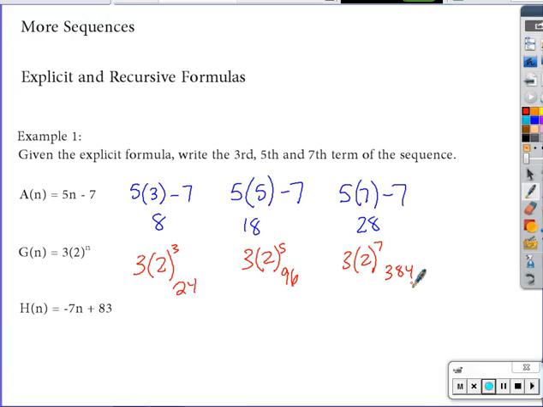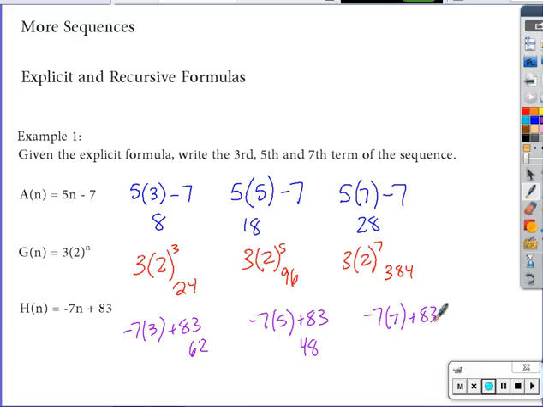Again, to get the third, fifth, and seventh term, you're simply plugging those numbers into the explicit formula that you have. Third term in here, negative 7 times 3 plus 83. So that's negative 21, and 83 is going to make 62. And then we'll have negative 7 times 5 plus 83. So negative 35 and 83 is going to make 48. That's your fifth term. Your seventh term would be negative 7 times 7 plus 83.